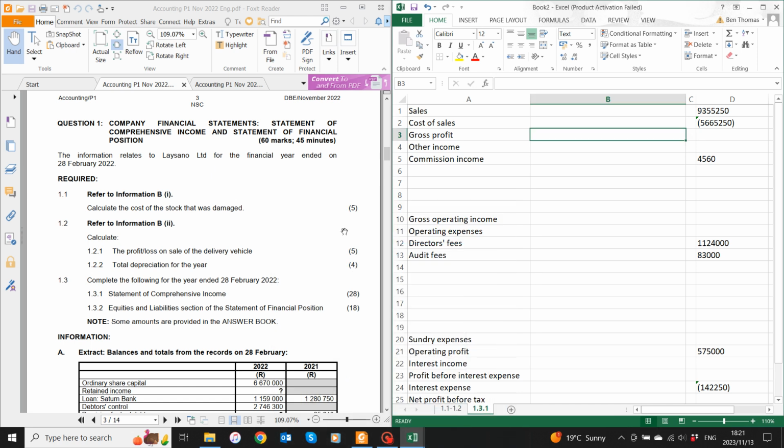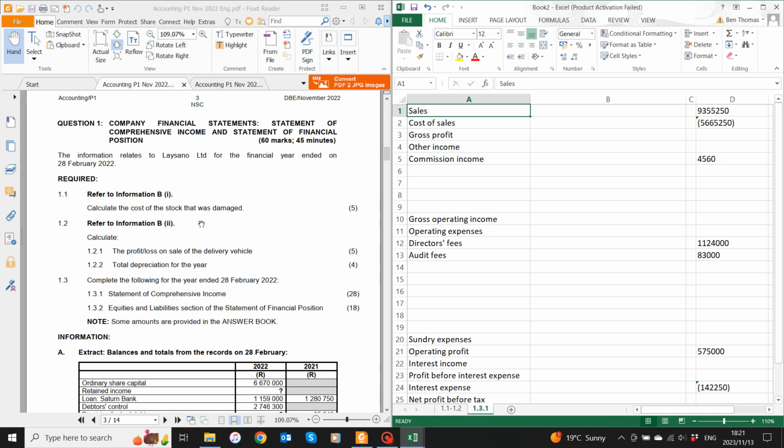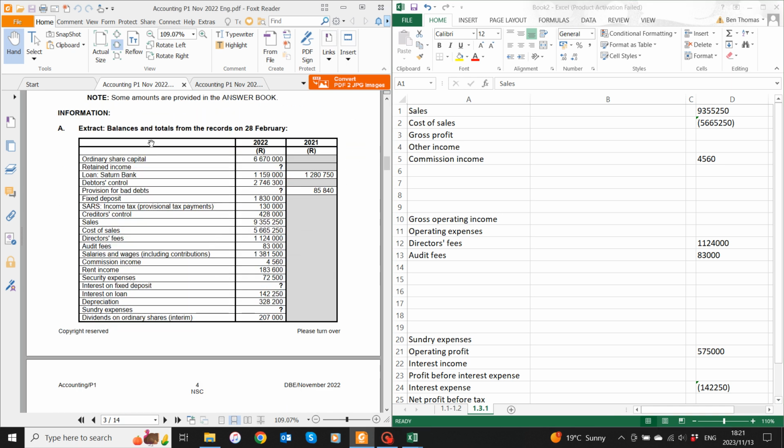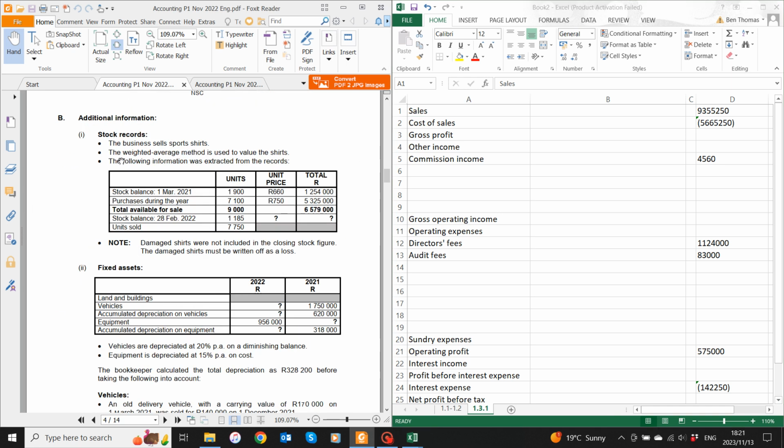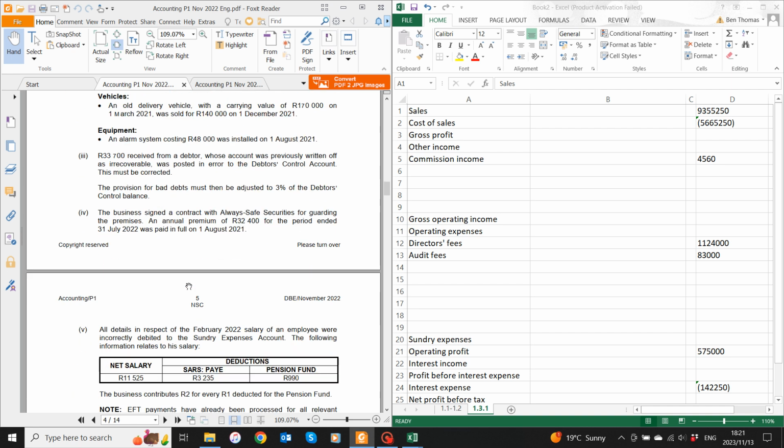Okay, guys, here we get to the crux of the matter, which is your income statement. Now, please remember the income statement, your strategy should be to always read the required part first, as in what you're supposed to do, and from there, you read through your information and your additional information and adjustments.